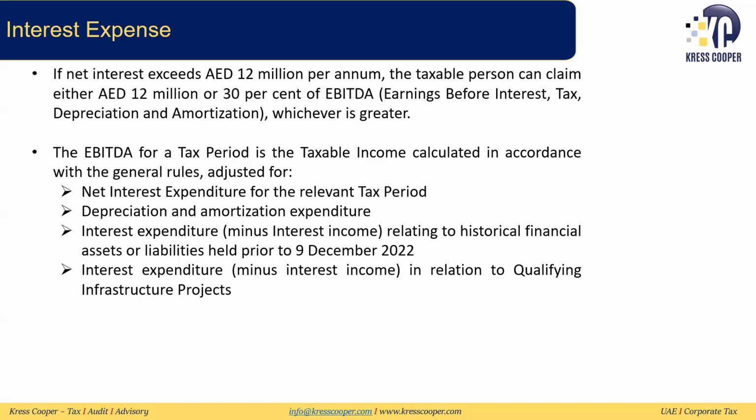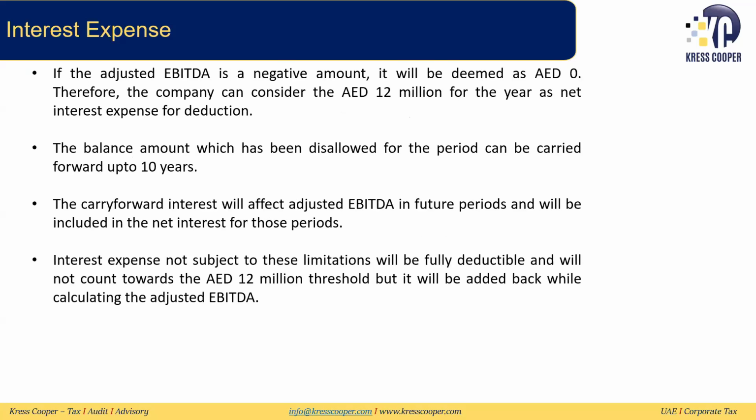Then any net interest expense relating to historical financial assets or liabilities which are held prior to 9 December 2022 will need to be added back. Any net interest expense in relation to qualifying infrastructure projects needs to be added back, and then on that amount, the 30% has to be calculated. That has to be compared with 12 million, whichever is greater, and that would be the threshold of how much interest expense can be allowable for the company.